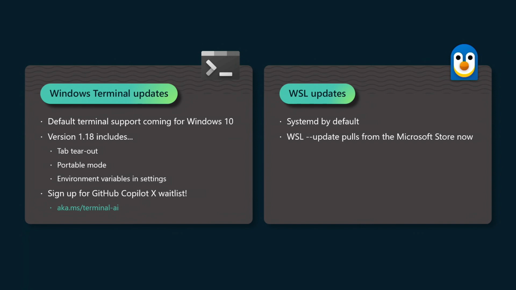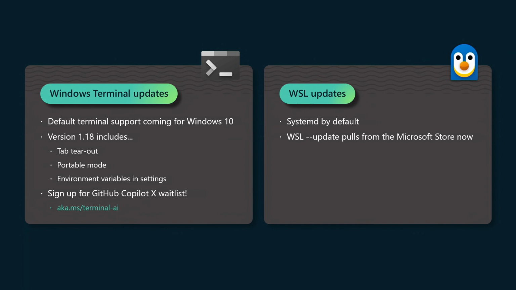Terminal also comes with a portable mode, so you can take an unpackaged version of Terminal, take it from one machine on a flash drive, and move it over to another machine and keep all of your settings and your customizations all on that executable. And lastly, we've added environment variables into the settings.json. So if you have environment variables that you like to use with certain terminal profiles, you can set that in your settings.json file and then keep it all in one place and manage your environment variables from there.